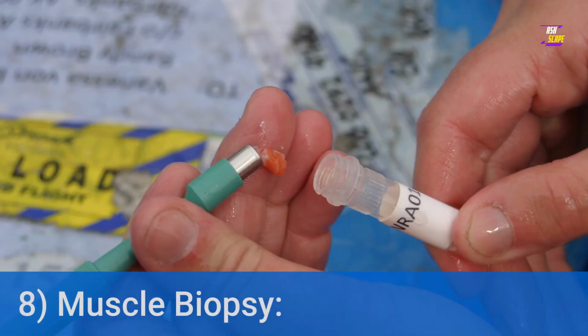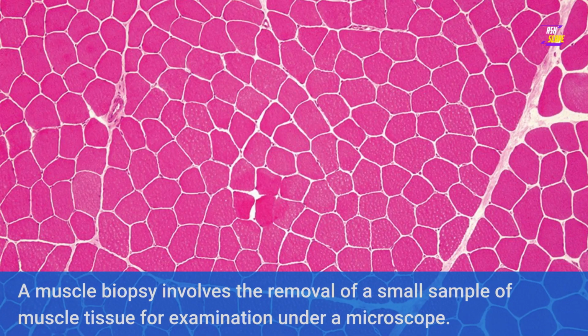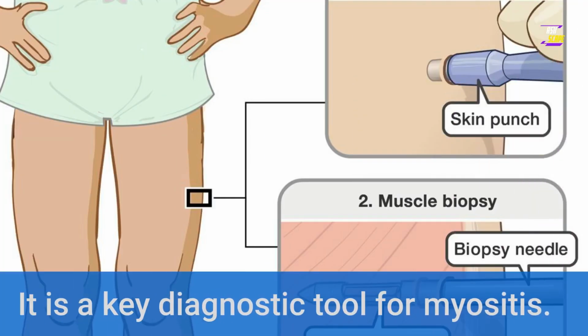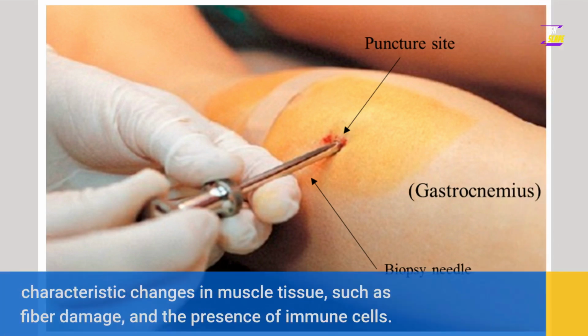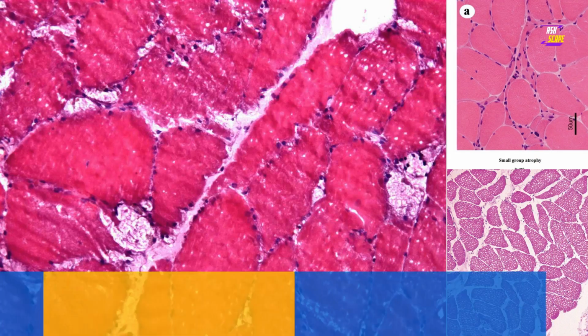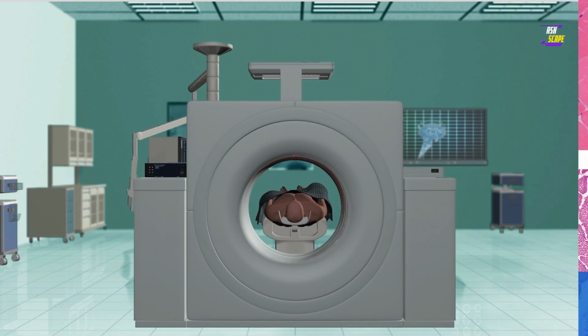8. Muscle biopsy. A muscle biopsy involves the removal of a small sample of muscle tissue for examination under a microscope. It is a key diagnostic tool for myositis. The biopsy can reveal characteristic changes in muscle tissue, such as inflammation, muscle fiber damage, and the presence of immune cells. Muscle biopsies can also help differentiate between different types of myositis and rule out other muscle diseases.